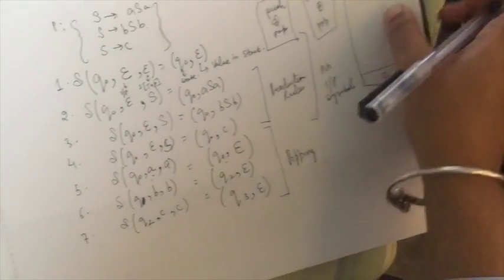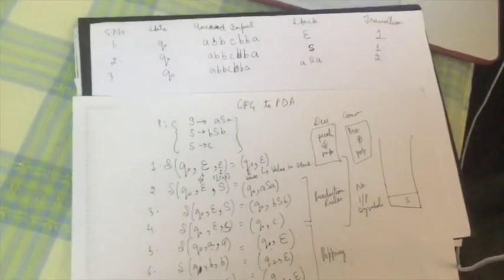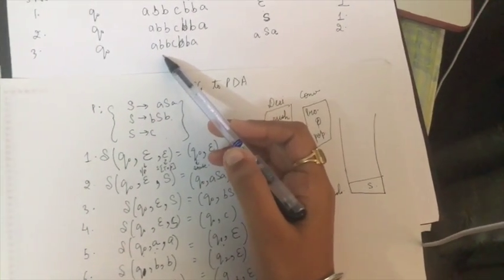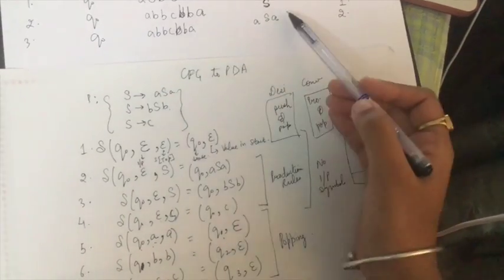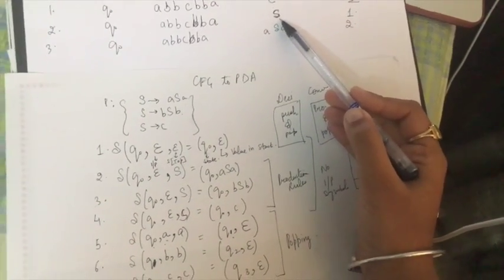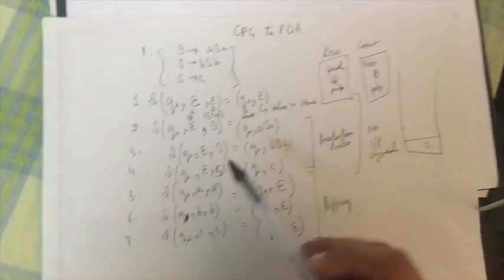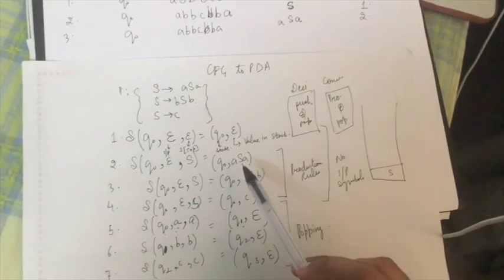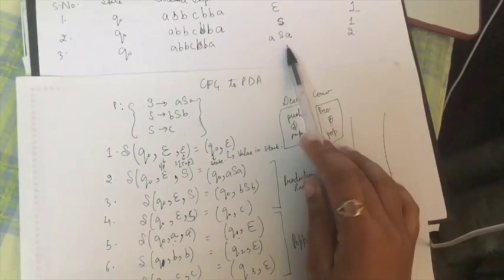Okay, so what I've done, I have not pushed, I have simply substituted this S with ASA, because the production rule said if the top of the stack contains S, I can replace it with ASA. Okay, so I put ASA in it.